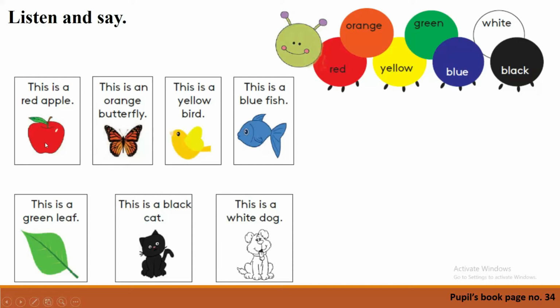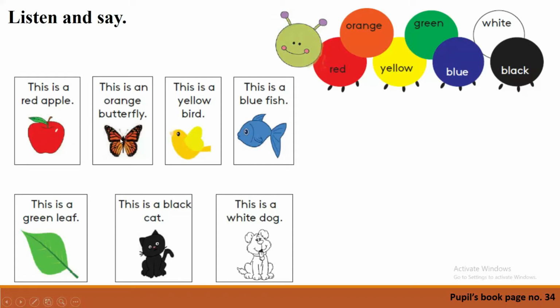Today we are going to describe the things, objects. With colors. Now we can describe. This is a red apple. Me tiyenne ratu paata apple gediyak.